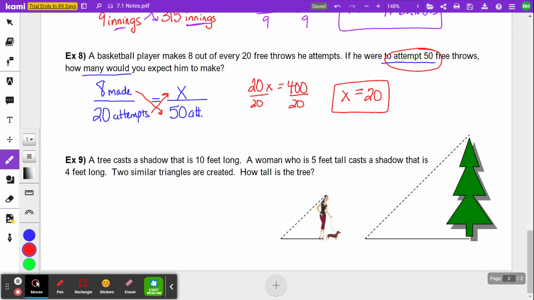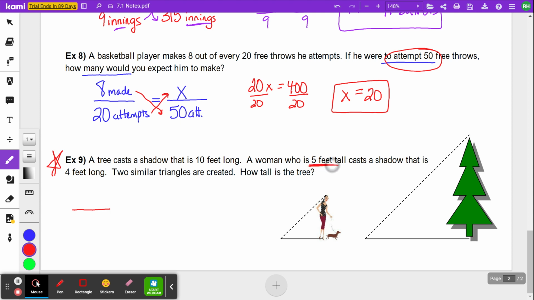Okay? Pause the video, take a couple minutes, and see if you can do number 9 by yourself, and then come back and check. Okay? So hopefully what you have written down after you come back to me to check, a tree casts a shadow that is 10 feet long. A woman who is 5 feet tall casts a shadow that is 4 feet long. 2 similar triangles are created. How tall is the tree?